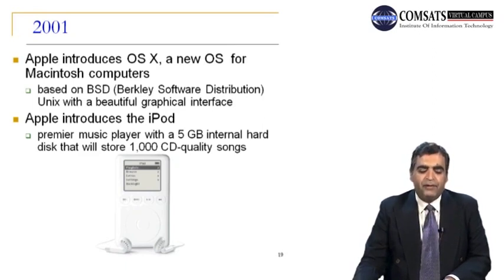The same year, for the youths, Apple introduces the iPod. It was a premium music player with a 5 GB internal hard disk, and that will store 1000 CD quality songs. In the figure you can see the iPod with its very nice interface. You can have the playlist, you can browse, you can have the extras, you can have the settings, you have the backlight, and you can store MP3 and other formats quality songs here.